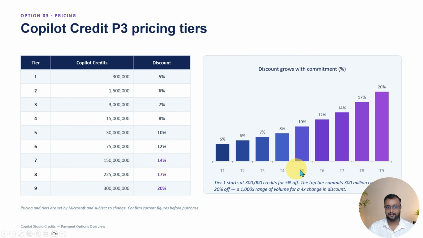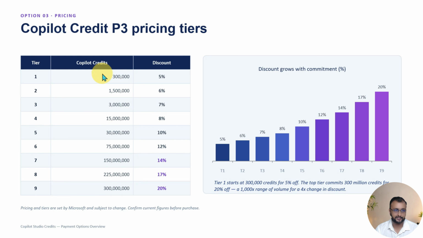Now if we look at the costing around here, when you are going with the appropriate tier in the P3 Copilot Credit Pre-Purchase Plan, you are getting a certain set of discount, 5% to 20%, when you are buying more and more credit. Now let's try to understand how the pricing is calculated over here.